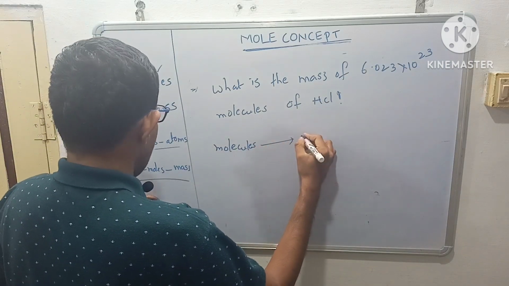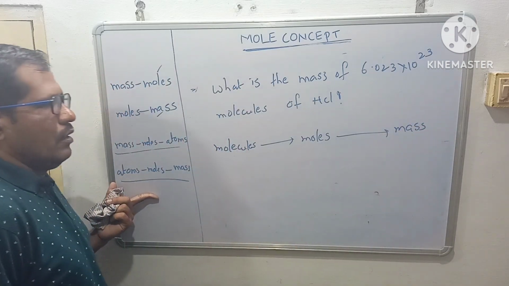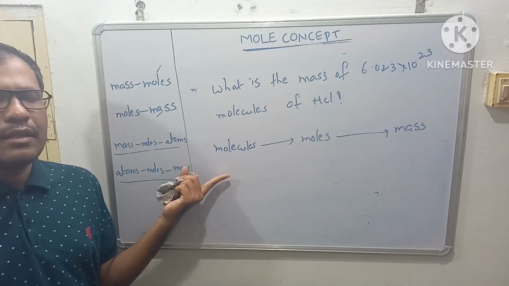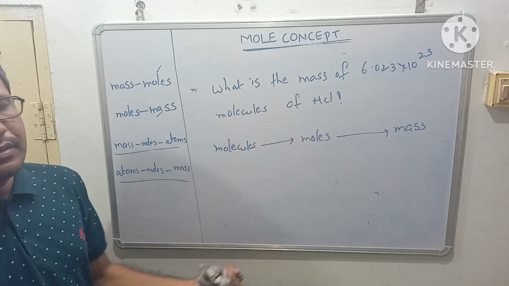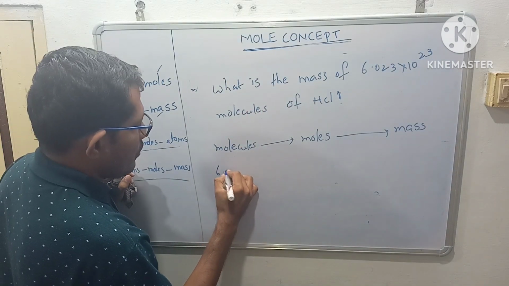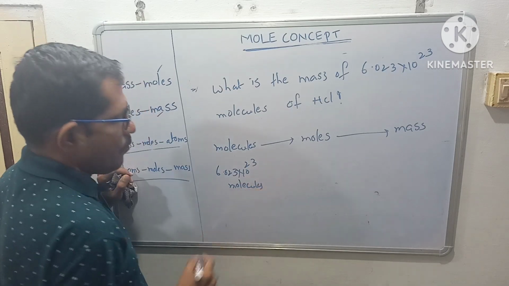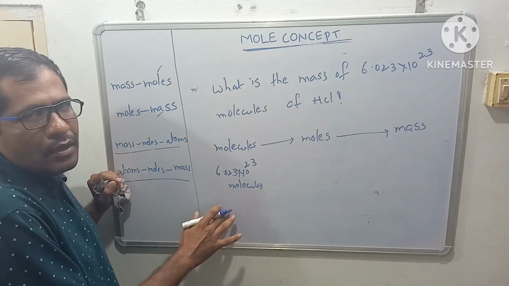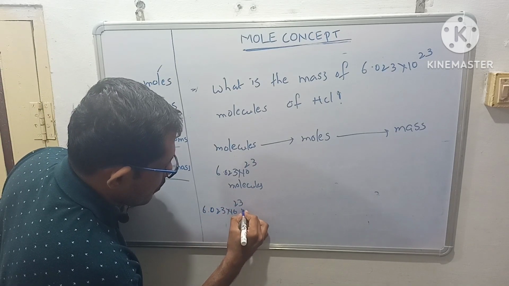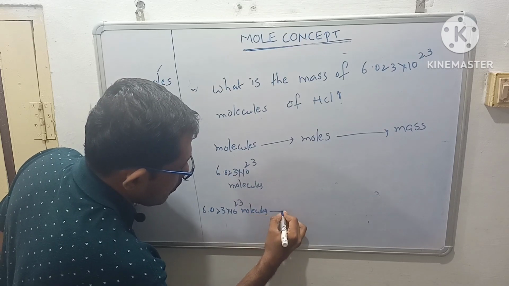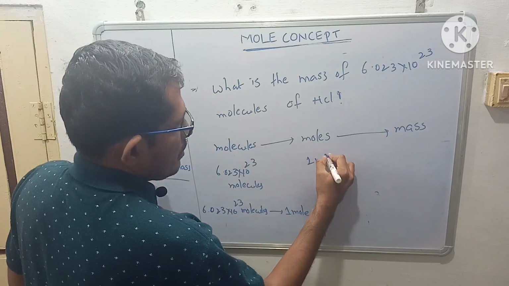First we need to convert the molecules into moles, then moles to mass. So he has given the molecules, he asked us to calculate the mass. We need to follow this path, molecules to moles, moles to mass, right? So how many molecules? 6.023 into 10 power 23 molecules. We know 6.023 into 10 power 23 molecules corresponds to 1 mole. So here 1 mole is coming.